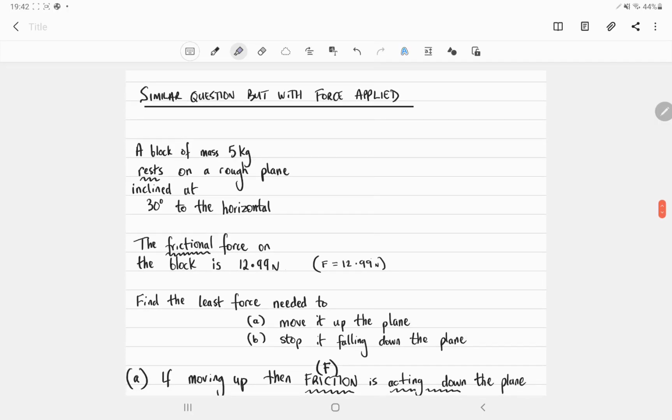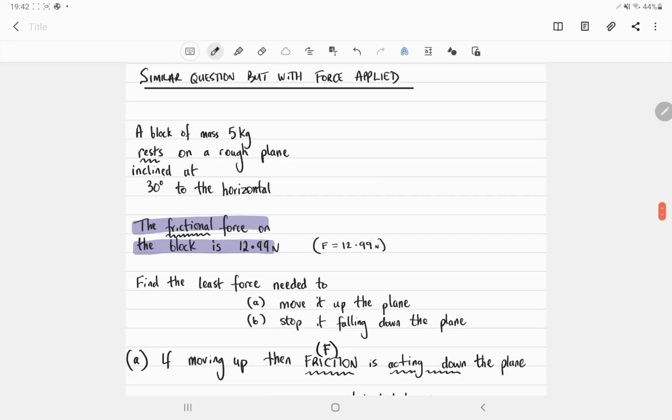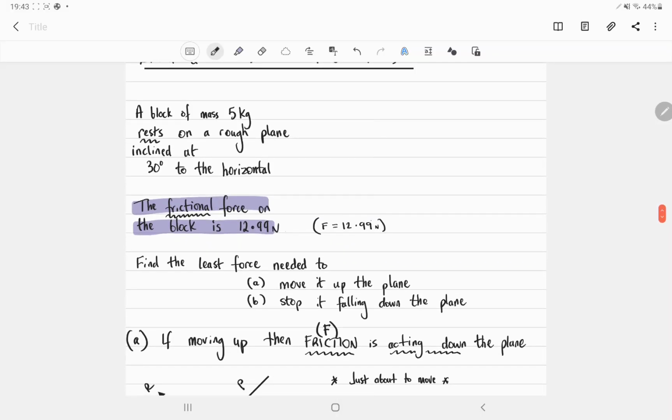Similarly, this is about objects that are on a plane, but there is an extra force applied. Reading this textbook example again, a block of mass 5 kilograms rests on a rough plane inclined at 30 degrees to the horizontal. This question actually gives us the frictional force. The frictional force on the block is 12.99 newtons, but the direction of this frictional force depends on the scenario. So in this question there are two scenarios, A and B.